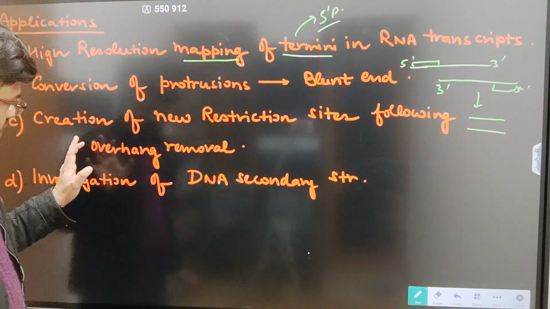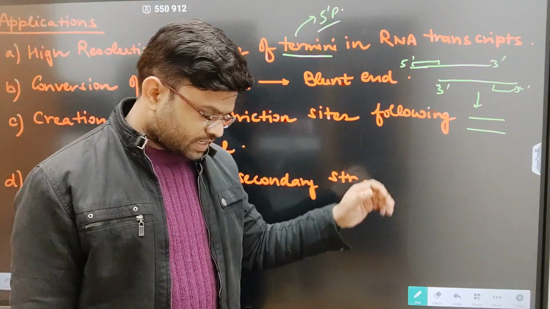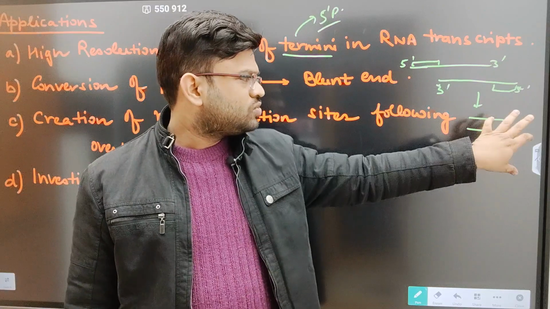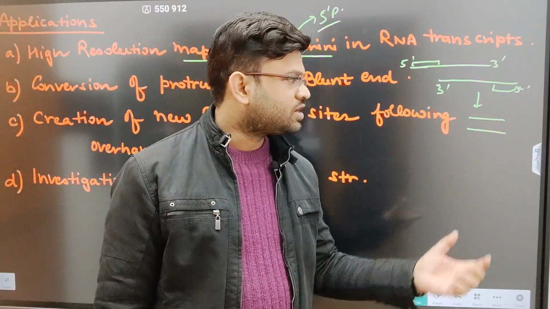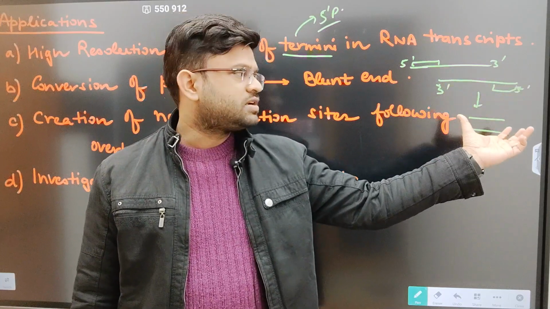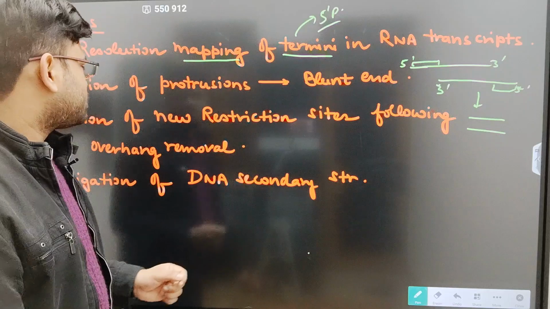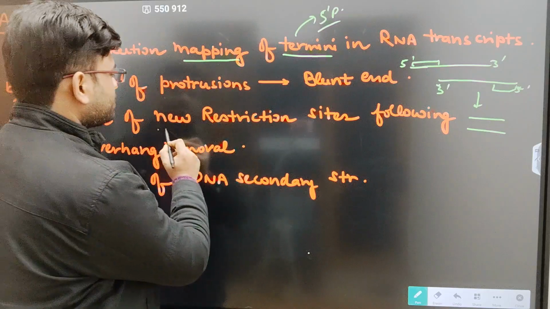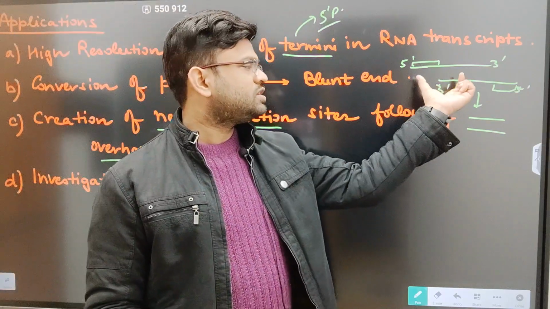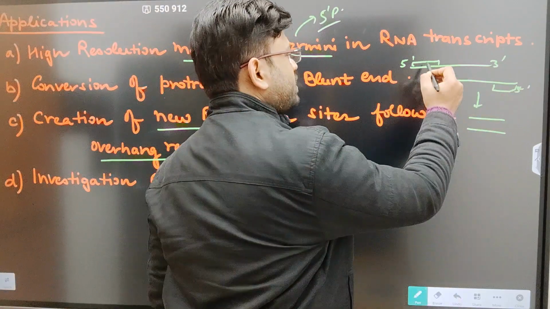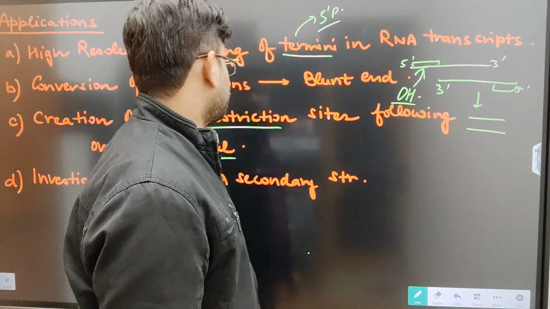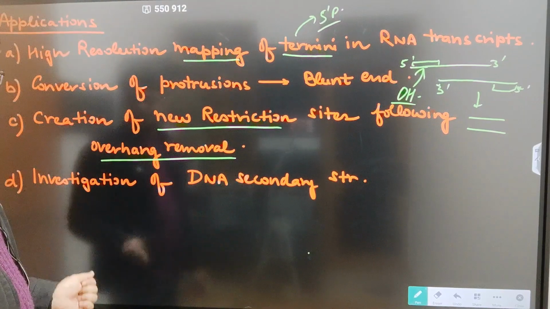Okay. Next, creation of new restriction sites following overhangs removal. Now the new strand that is present over here will comprise new restriction sites. Definitely, previously different restriction sites would have been present. Now the new restriction sites will be present. This is what I am mentioning over here: creation of new restriction sites following the overhang removal. These are called overhangs. So when you are removing the overhangs, the new restriction sites will be formed.